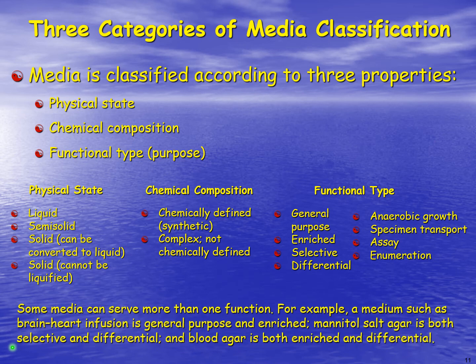Some medias can serve more than one function. For example, a media such as the brain heart infusion agar or broth that we use is both general purpose and enriched. It is a general purpose media, has pretty much anything that a microbe might want to use to grow, but we've also put in specific parts of brain and heart from usually cows. The mannitol salt agar is both a selective and differential media, and blood agar is both enriched and differential, and I'll give you some examples of these.